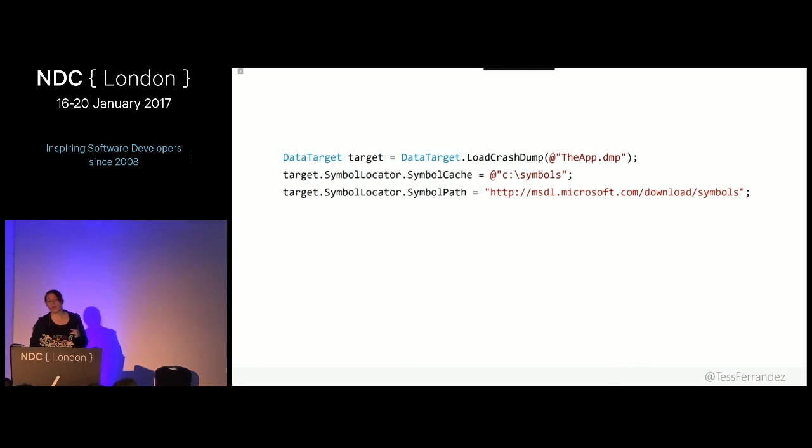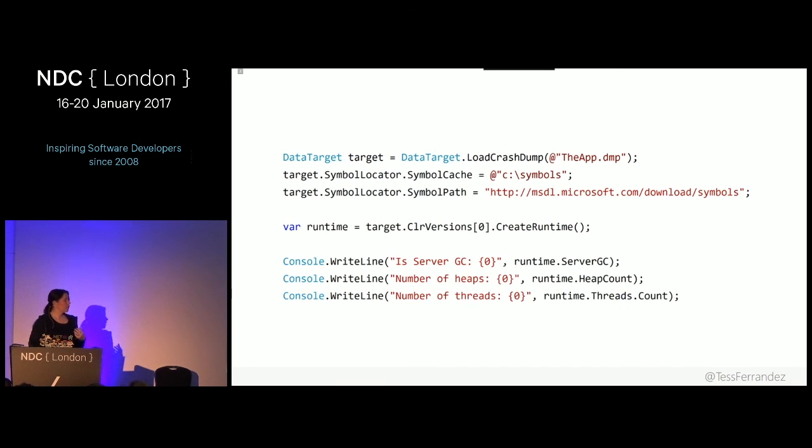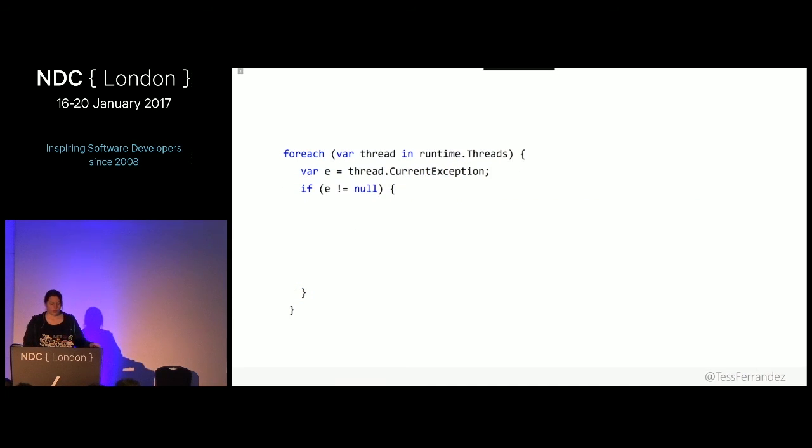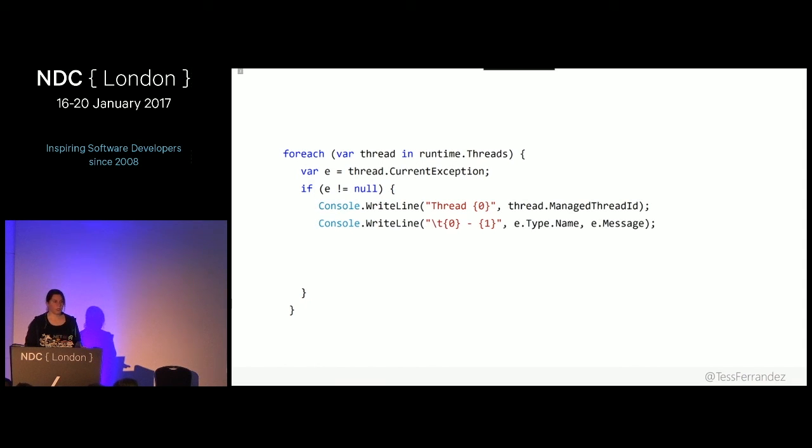/download/symbols is where you get all the Microsoft symbols from. And then you create a runtime, and from here you can get to things like how many heaps we had, how many threads we had, and that kind of stuff. Or you can iterate over all the threads and find out whether there was an exception on the thread. And if there was, print out the thread number, the exception message and name, and then print out all the stacks.